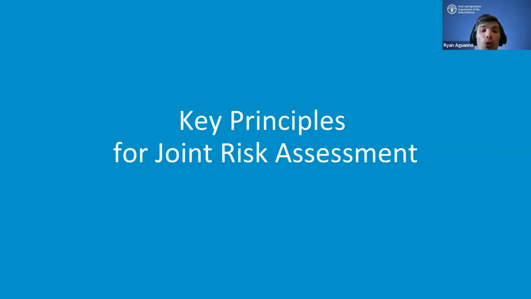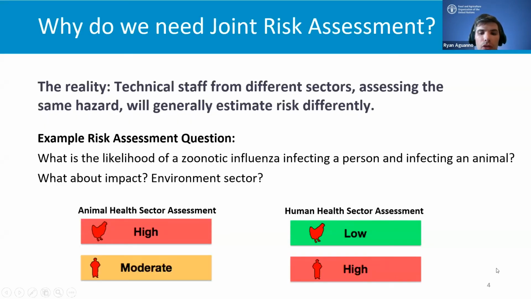These are key principles for joint risk assessment itself, not the actual tool. First, I wanted to go into why we need joint risk assessment. The reality is that we have technical staff from different sectors trying to assess the same hazard, and they will generally estimate the risk of that hazard differently. An example risk assessment question could be: what is the likelihood of a zoonotic influenza infecting a person and infecting an animal? From the animal health sector, those experts may say the likelihood of infection for poultry is high, and for humans moderate.